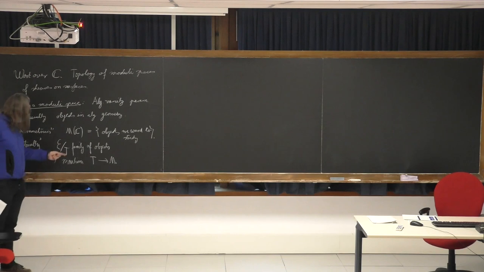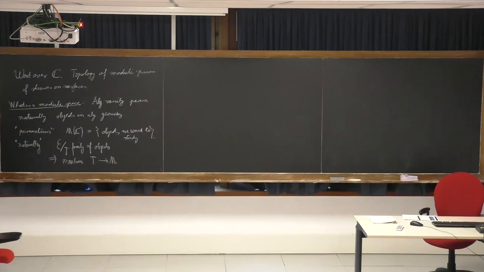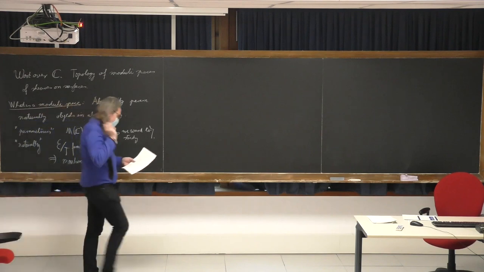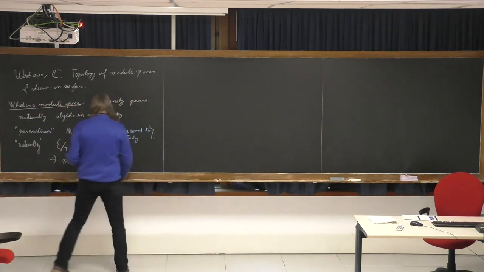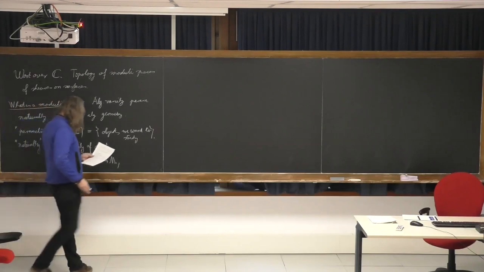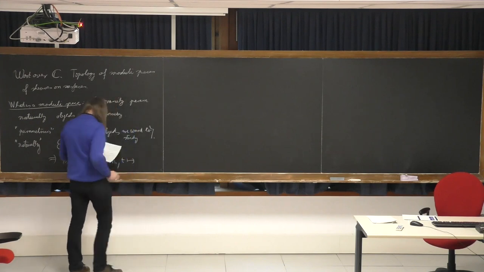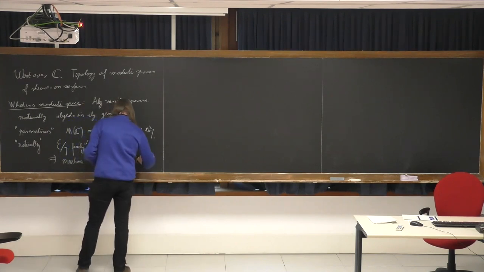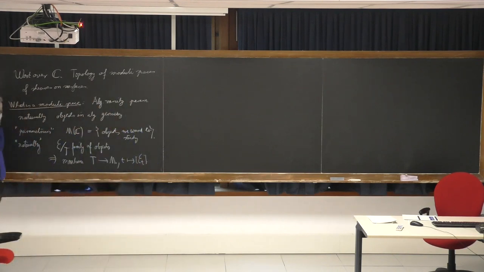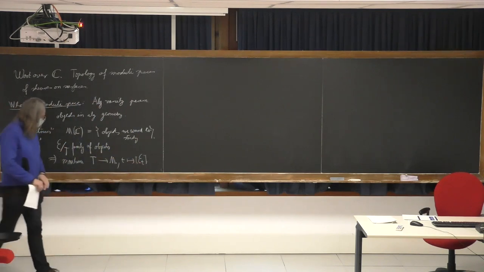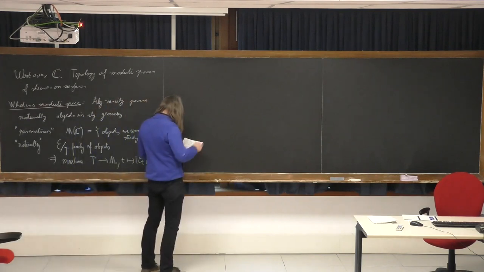And usually, to make it a family, one requires some property like flatness. Okay, but anyway, this is just vague. So the morphism should correspond to the obvious map that to a point t in T we associate the point corresponding to the object lying over t. This is maybe a bit vague, but as we talk it will be clearer.